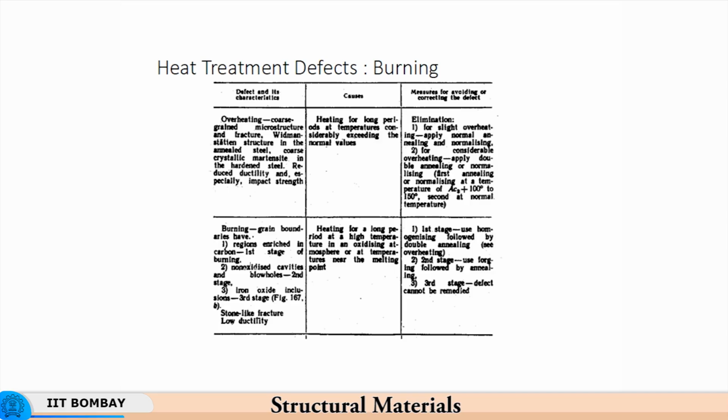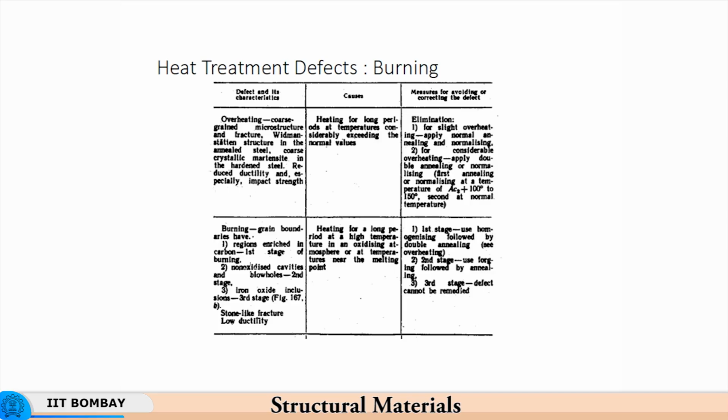So if you have carburization, or if you have let us say iron oxide formation as a result of burning, or you have regions enriched in carbon as a result of first stage of burning, then you need to have some corrective actions, like use homogenizing followed by double annealing, because now the carbon distribution has got disturbed. So you need to homogenize it followed by double annealing, as in case of overheating.